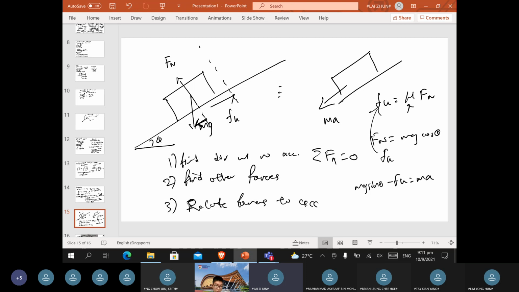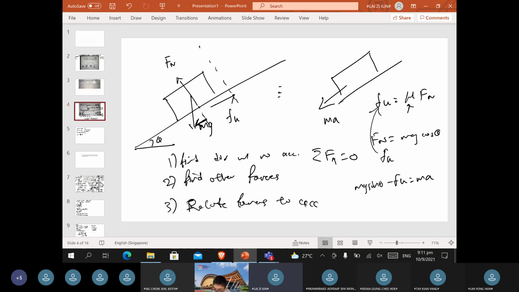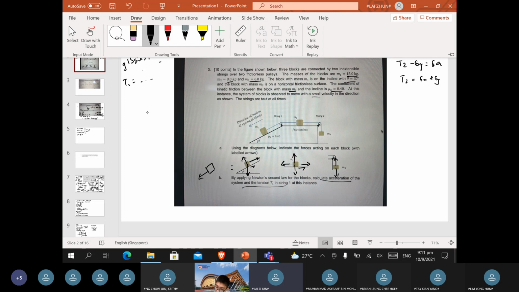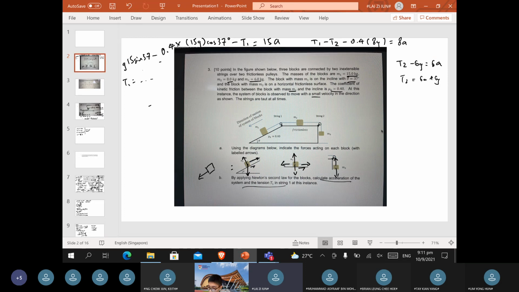So this is a rough, quick summary on what we need to do, or how you should approach any forces question. I understand that there was a forces question on Telegram. Let's take a look at it very quickly.